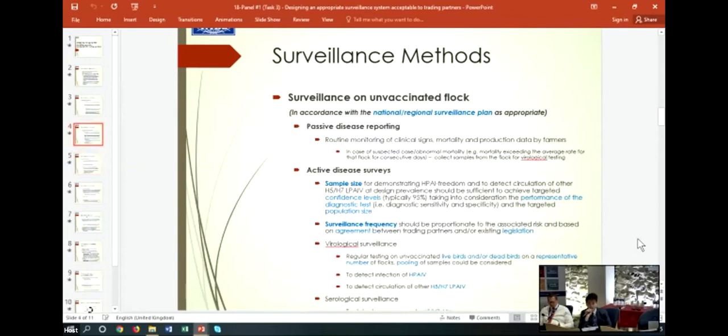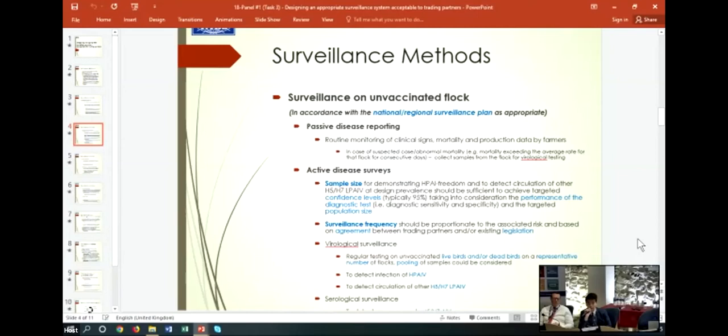And in addition to vaccinated flocks, similar surveillance shall be in place for unvaccinated flocks as well, which should also be conducted in accordance with the national and regional surveillance plan as appropriate. Again, a passive surveillance reporting system should always be in place, and the active disease surveys could be conducted in a similar manner to that of the vaccinated flock.